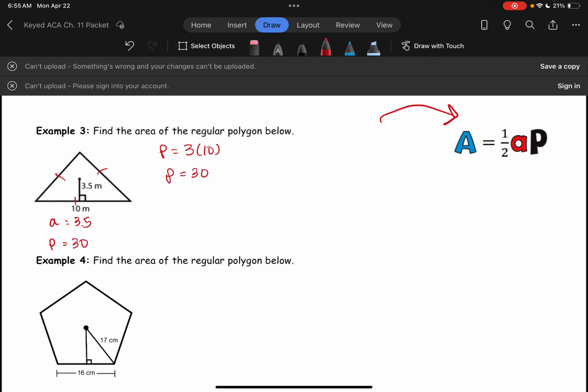Well, if the perimeter is 30 and the apothem is 3.5, we plug those into the formula. We have 1/2 times the apothem, 3.5, times a perimeter of 30. Okay, and you can really just plug all of this directly into the calculator if you want. We have 1/2 times 3.5 times 30. If we multiply those values out, we get an area of 52.5. And the units we're looking at here is meters, so we have 52.5 meters squared for our area.